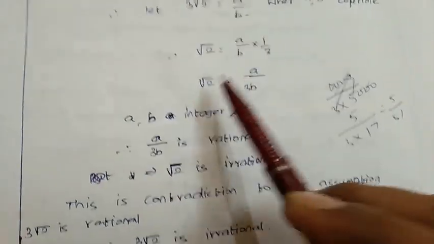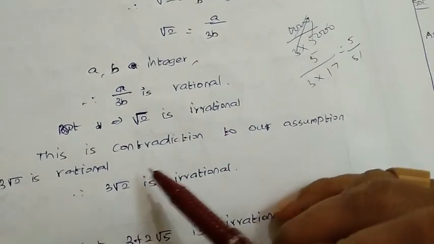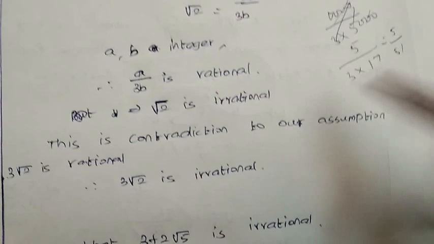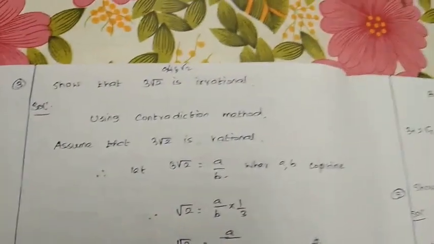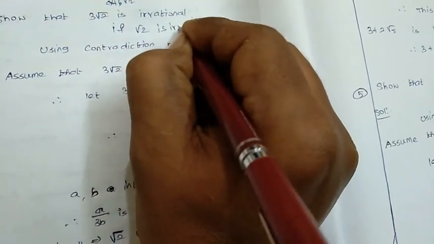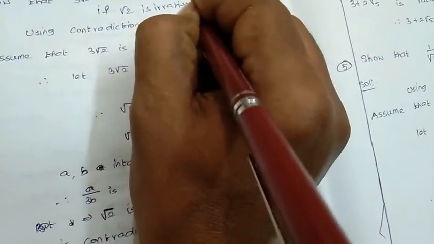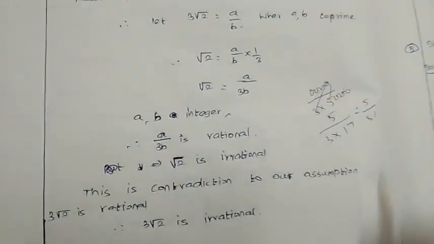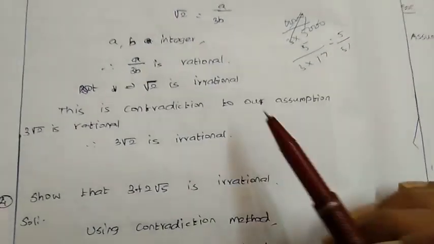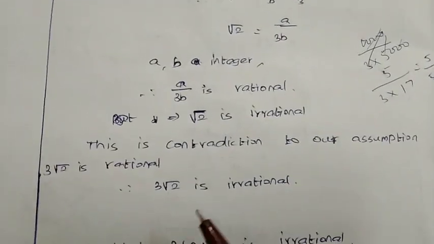So this implies root 2 is rational. So this is a contradiction to our assumption, so root 2 is irrational. So already we discussed, if root 2 is irrational is given, it's correct, otherwise it's wrong. Right. Therefore 3 root 2, otherwise we need to prove root 2 is irrational. So this is a contradiction to our assumption that 3 root 2 is rational. So 3 root 2 is irrational.